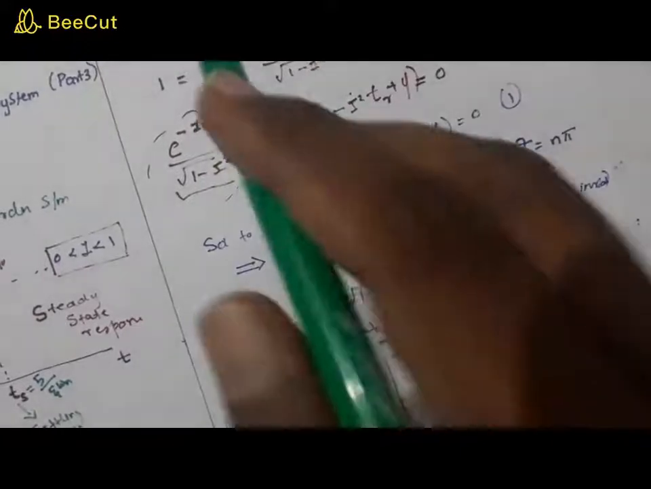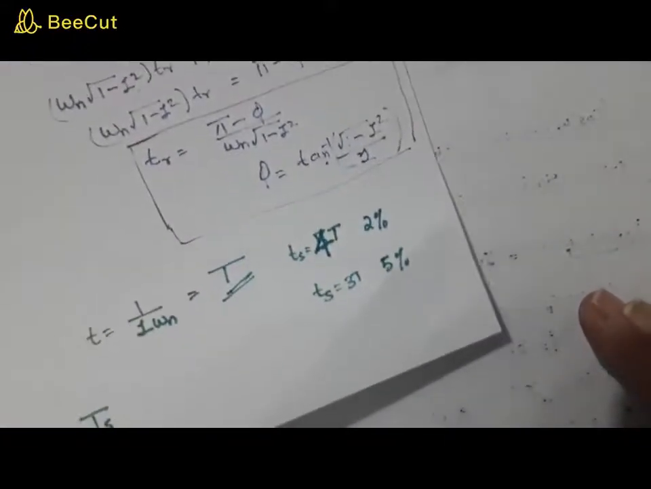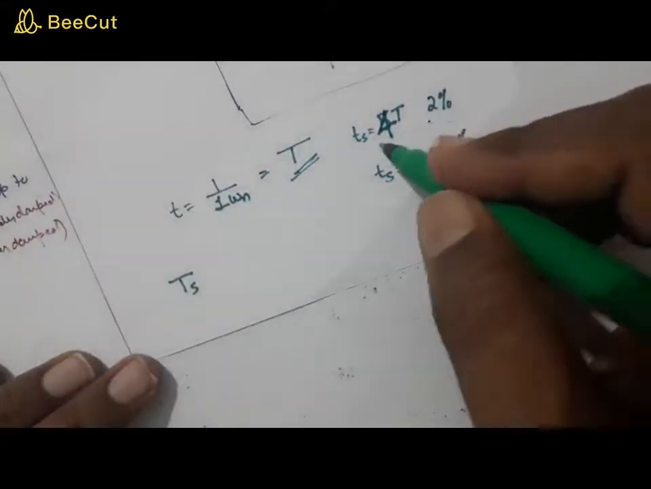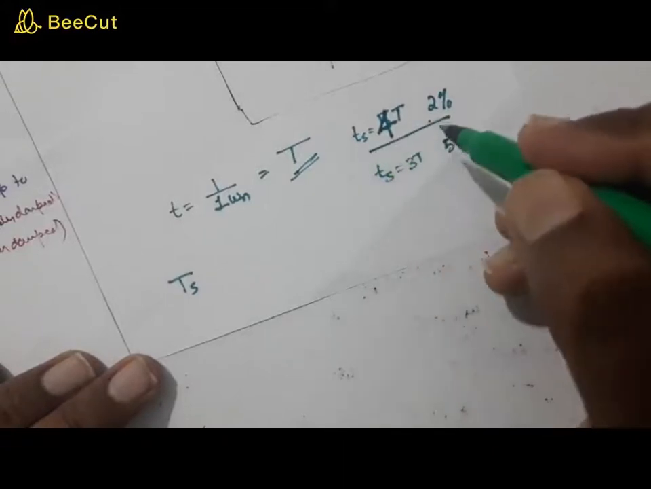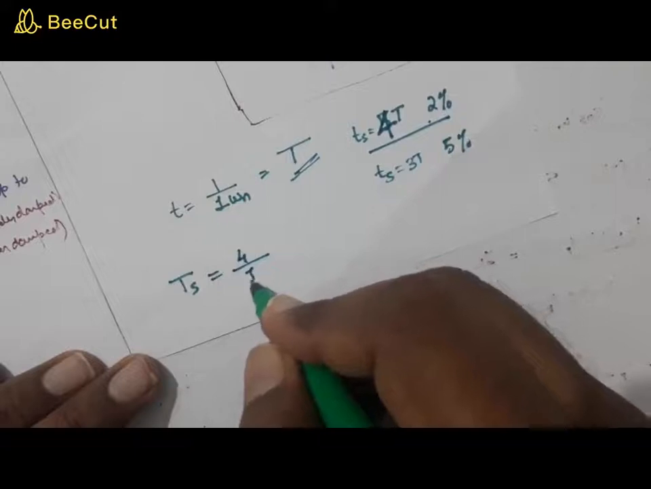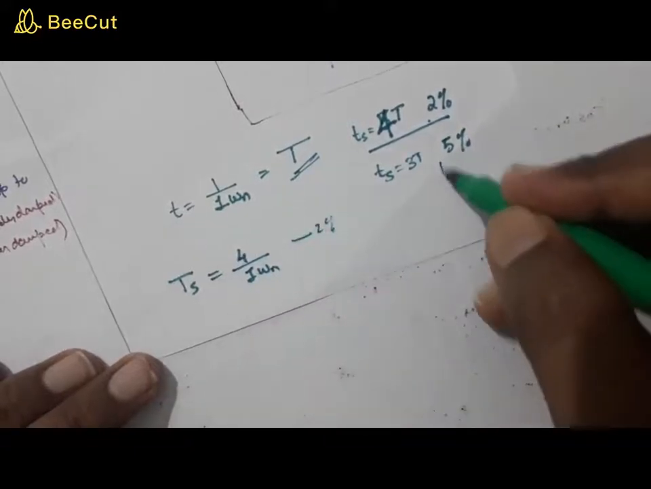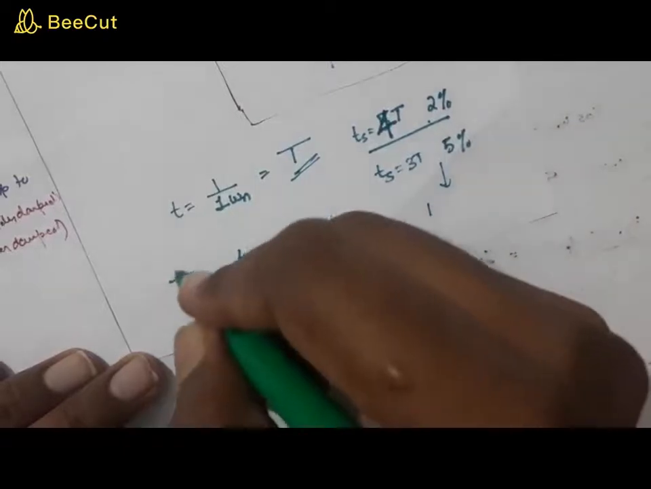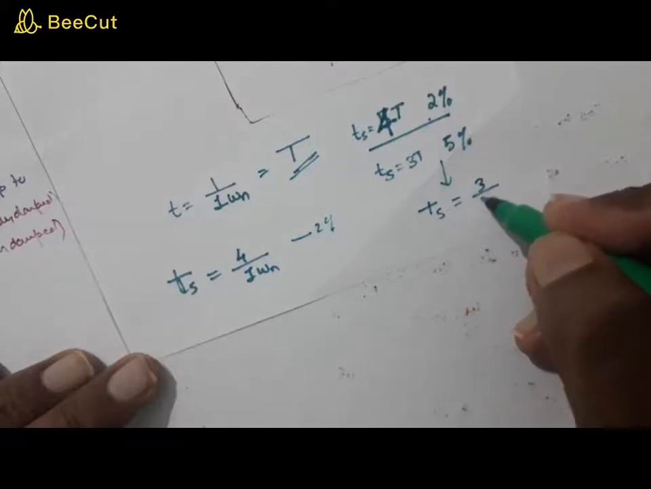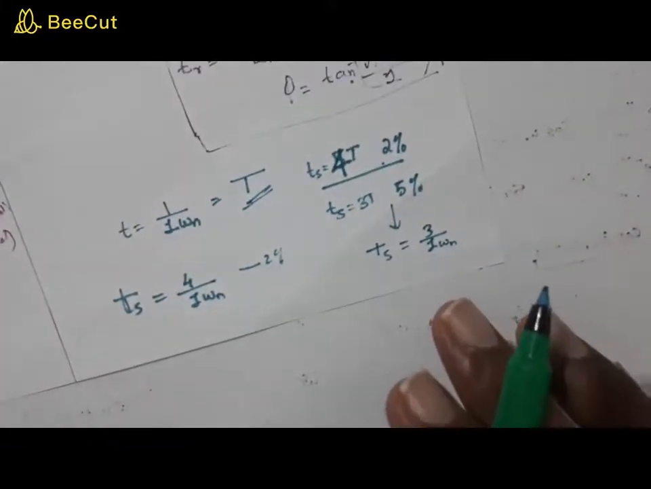When you put Ts equal to 3T, you will get 1 minus something, giving you 0.95. All these things I have explained earlier. So on a 2% tolerance, the Ts is going to be 4T. So you can see that it will be 4 by theta omega n for 2% tolerance, and for a 5% tolerance, your settling time Ts will be 3 by theta omega n. Hope you understood the concept of this.